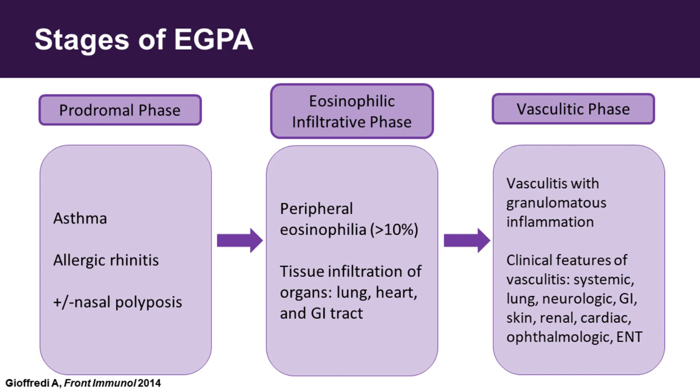The second phase is an eosinophilic infiltrative phase. So you've got peripheral eosinophilia, more than 10%, and this can go up to as high as 60%. And then you've got this tissue infiltration of the organs. So lung, heart, GI tract, all of these can be infiltrated. And this is where it becomes pretty difficult to distinguish it from some of the other hypereosinophilic syndromes. And then finally, the vasculitic phase, where you see your classic features of vasculitis. You have granulomatous inflammation, and then clinical features that go along with sort of systemic vasculitis.